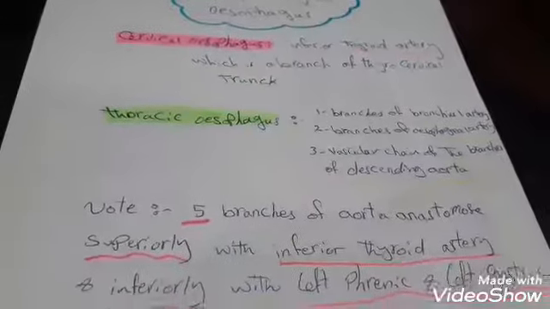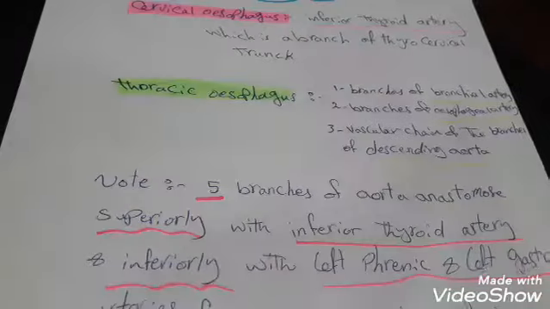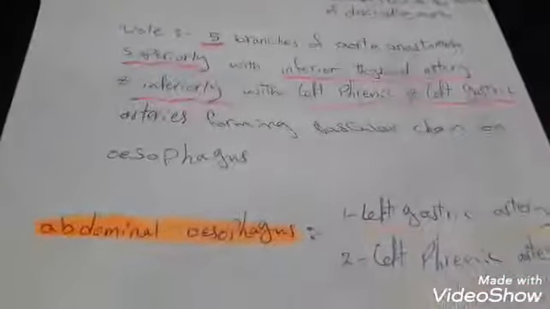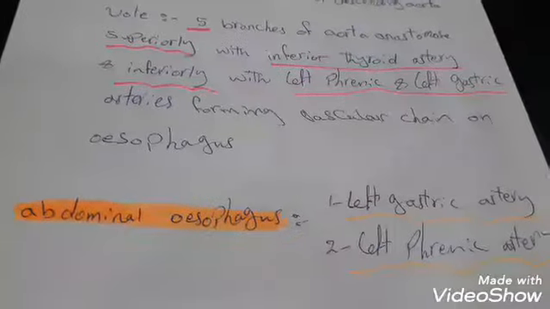So, cervical esophagus is supplied by the inferior thyroid artery, thoracic esophagus is supplied by the bronchial artery, esophageal artery, and vascular chain. Abdominal esophagus is supplied by the left gastric and left phrenic arteries.